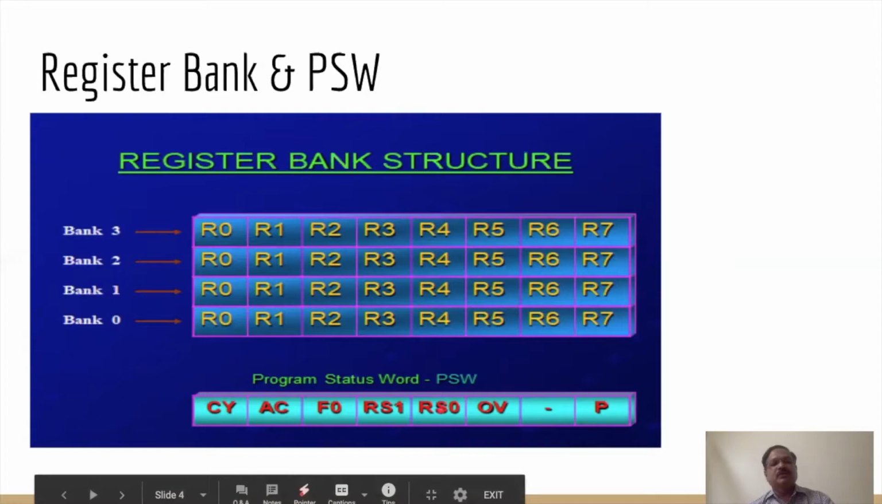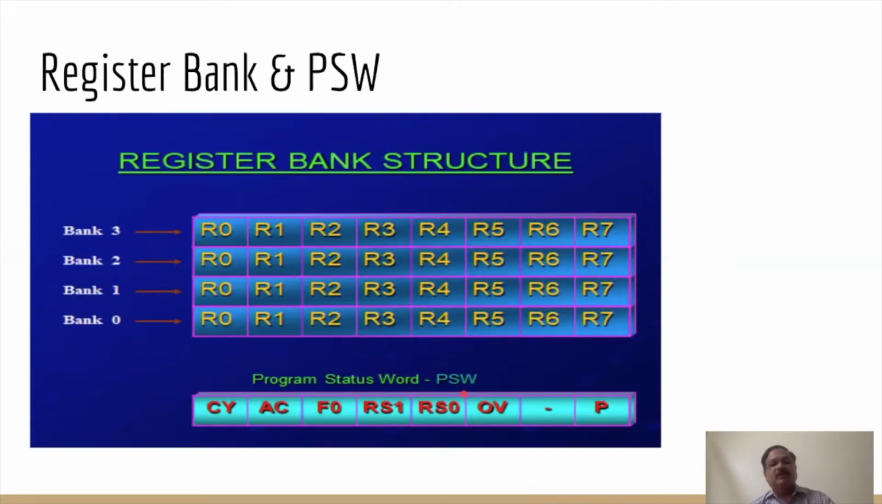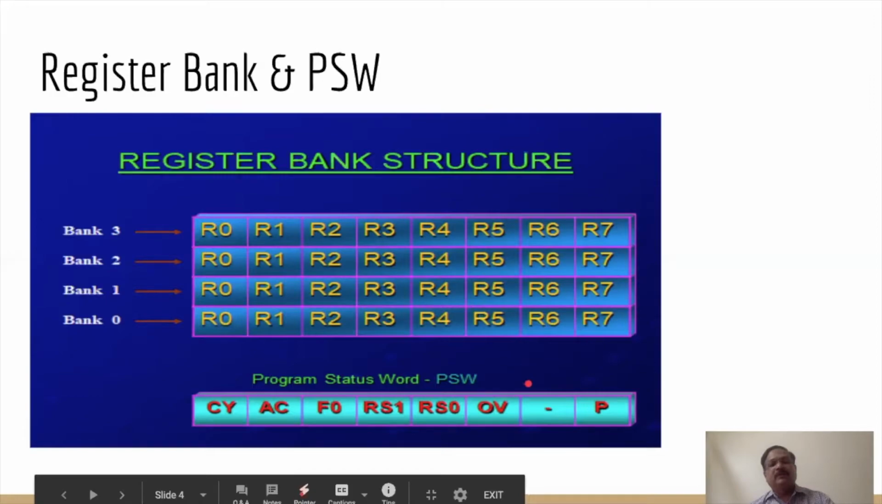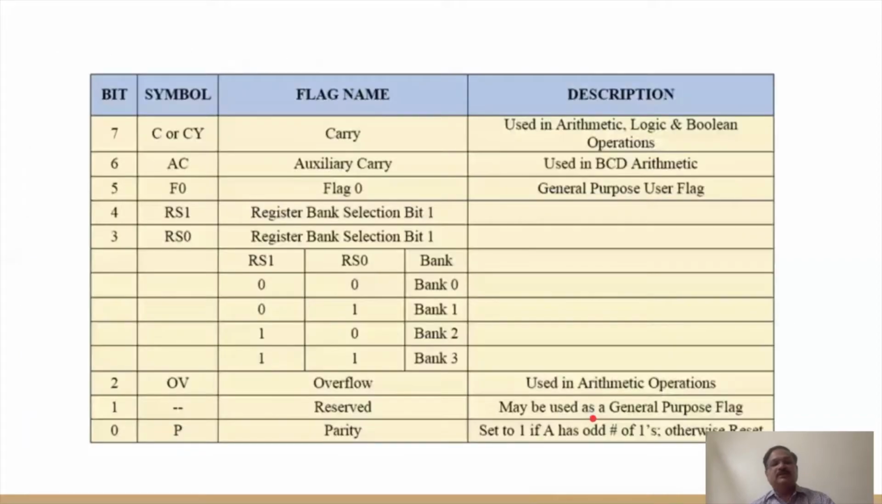So these 2 bits, RS0 and RS1, are used for selecting the bank. So this is the format for that 8-bit PSW, program status word register. You can see the 8-bit format. The explanation of this, let us discuss.